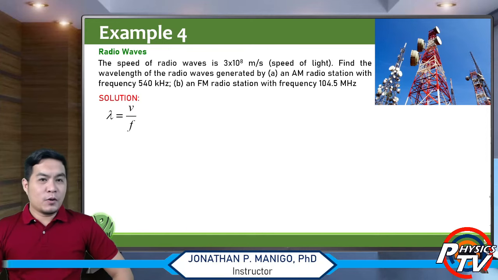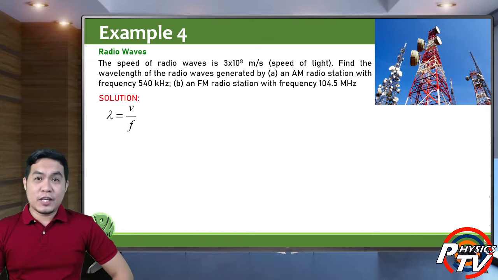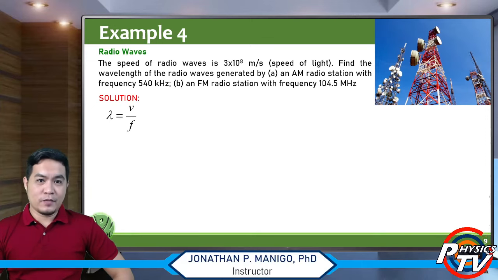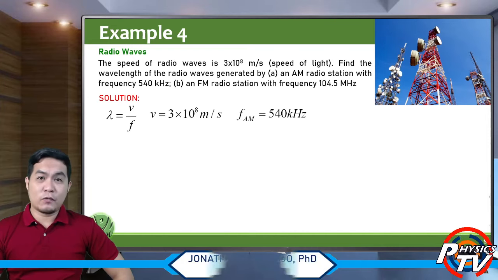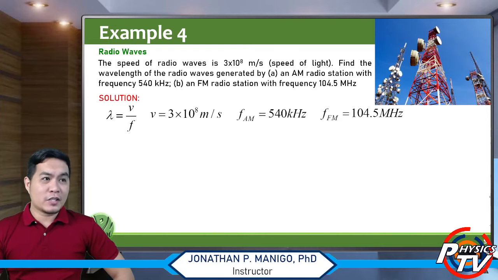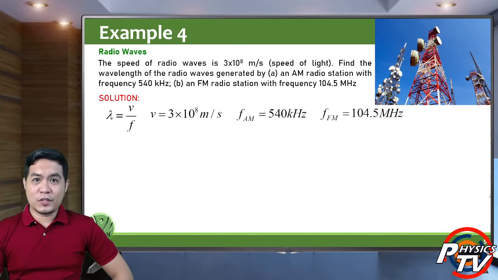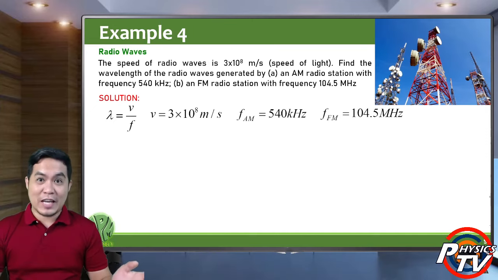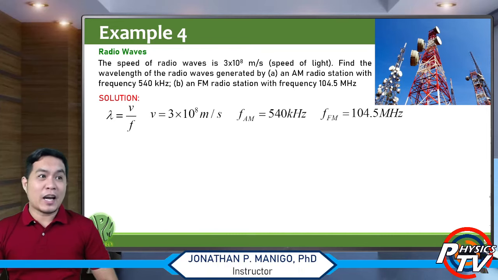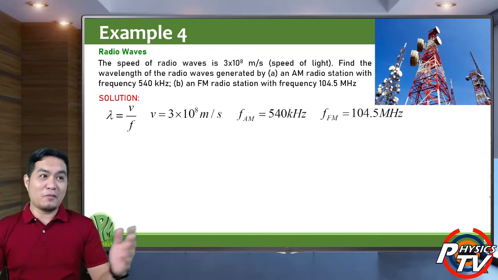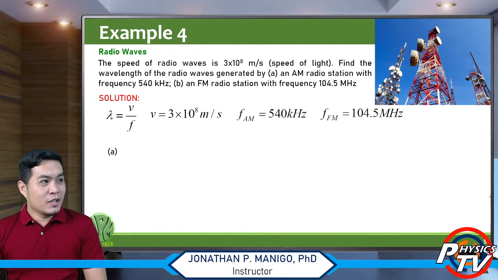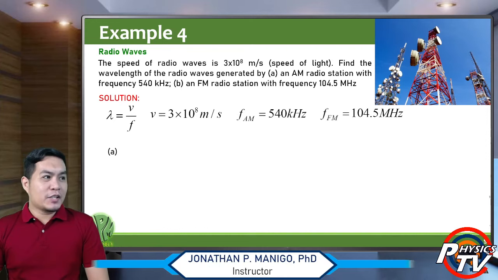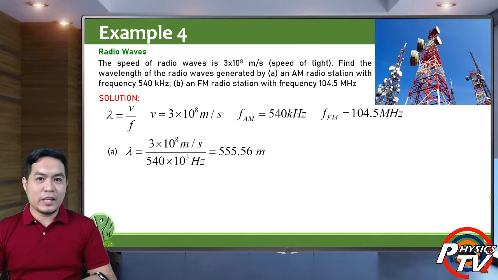Okay, from the periodic wave equation, the wavelength is just the velocity over the frequency. Here we are given the velocity, and we are also given the frequency: for the AM radio station, 540 kilohertz, and for the FM radio station, 104.5 megahertz. The numbers associated with our radio stations are actually their frequencies. For example, Love Radio 95.1 is actually 95.1 megahertz.